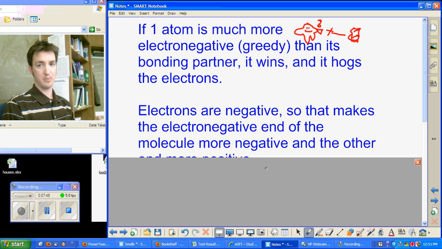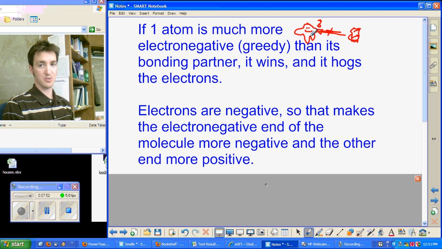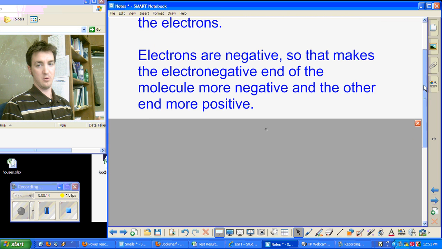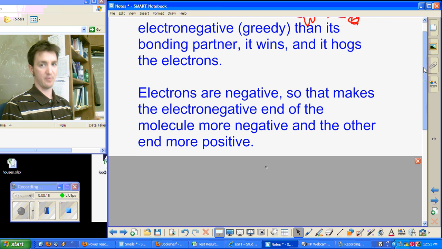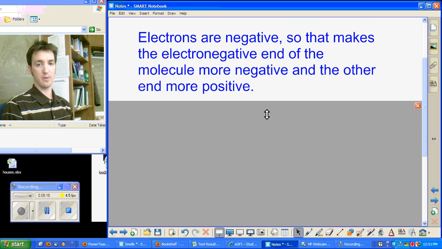Now, sometimes they're still connected though. Because electrons are negative, he just got a bunch of electrons. That makes the electronegative end of the molecule, that would be the polar bear, a little bit more negative. So he's a little bit negative. We're going to put negative-ish. And it makes the other end positive-ish. They're not completely positive or negative like with the NaCl earlier.